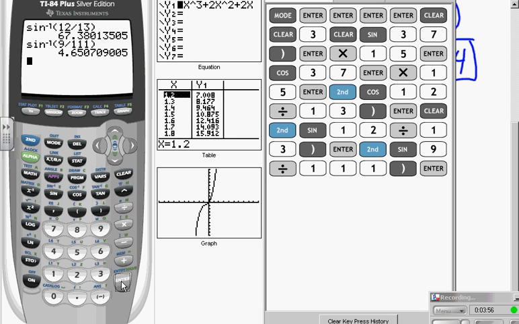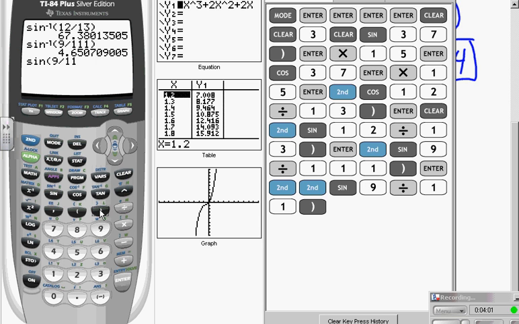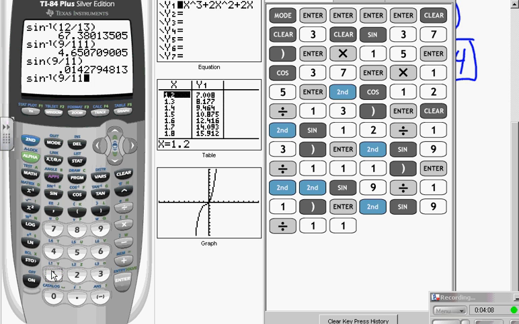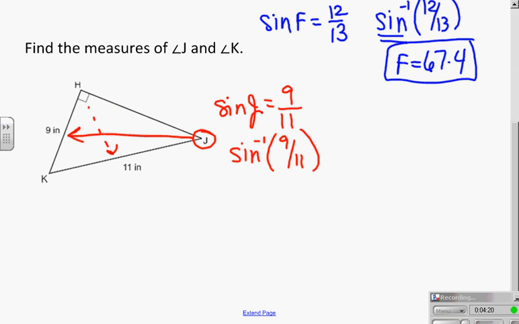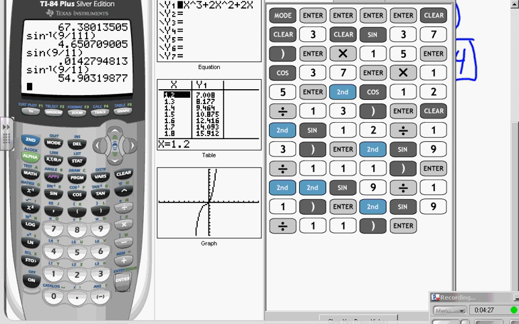Whoops, second function, sine of 9 over 11. Heavy finger on the calculator. One more try. Inverse 9 divided by 11 is 54.9. No, I knew that 0.01 wasn't correct because an angle shouldn't be that small. It doesn't make sense. So I know that J is equal to 54.9.